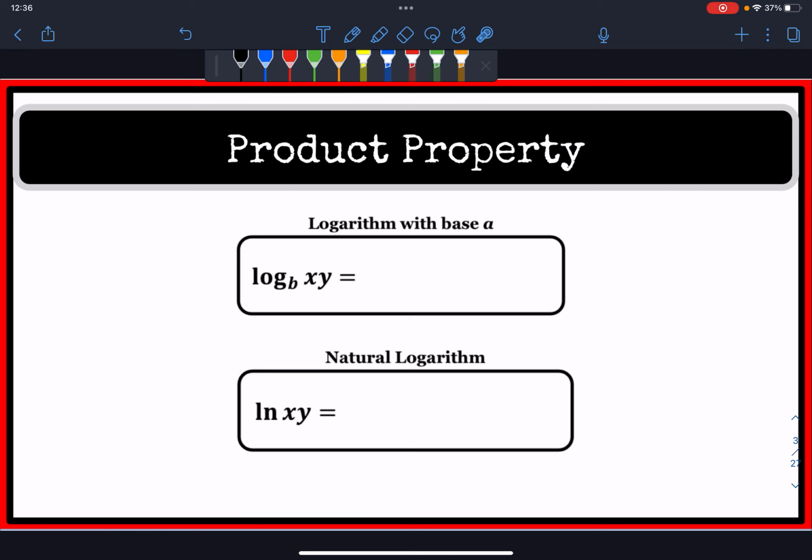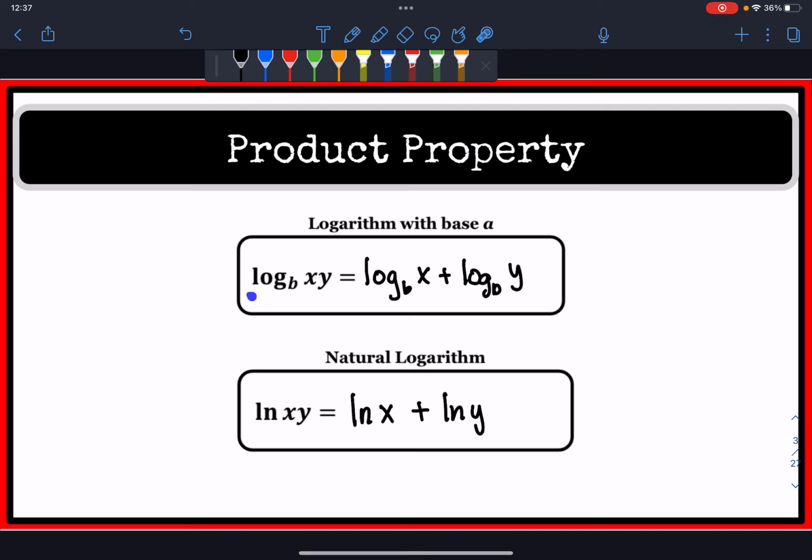The first property we're going to discuss is the product property, which states that if the log base b is multiplying two values, we can expand this to two separate logs of the same base by adding the log base b of x with the log base b of y. Now, if it's a natural log, specifically with base e, we can apply the exact same property. So the natural log of x plus the natural log of y equals the natural log of x times y.